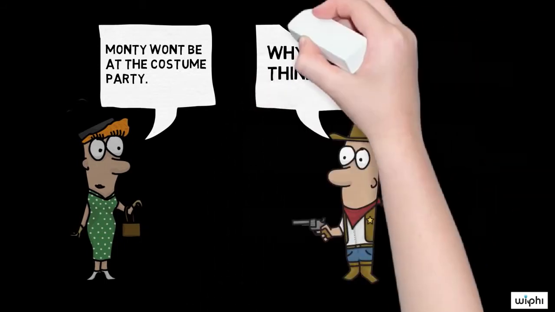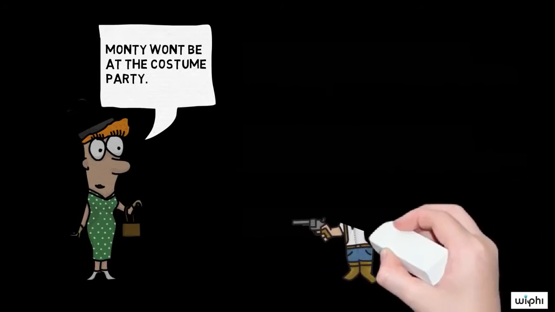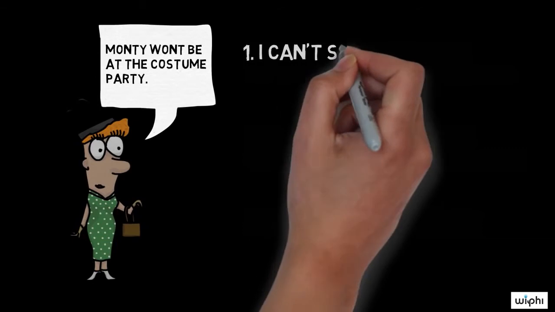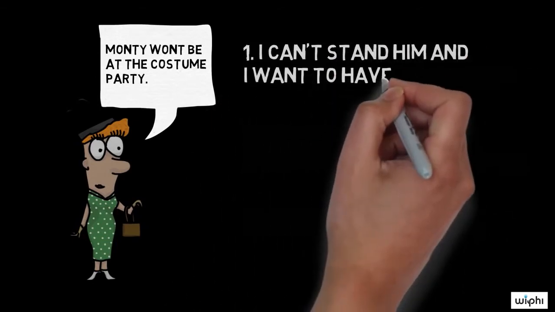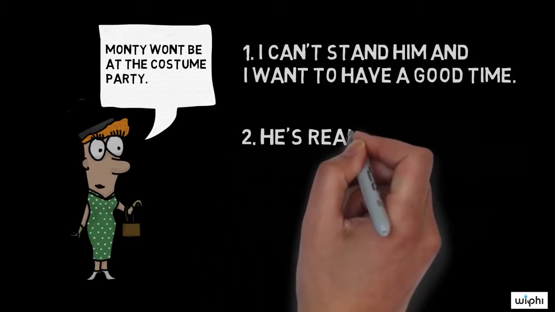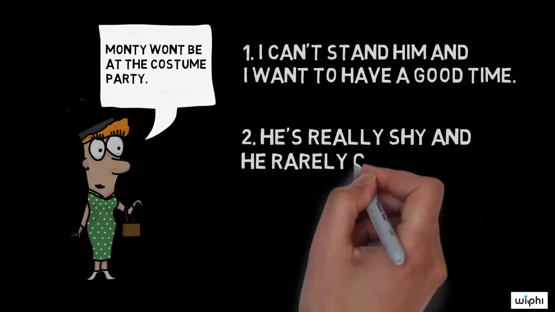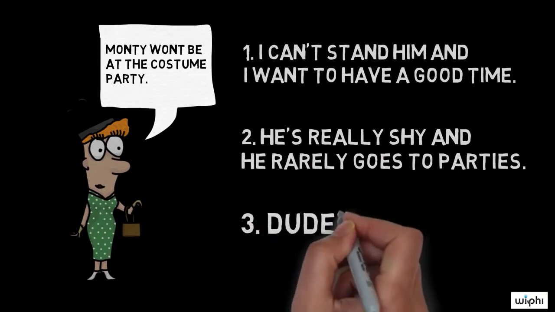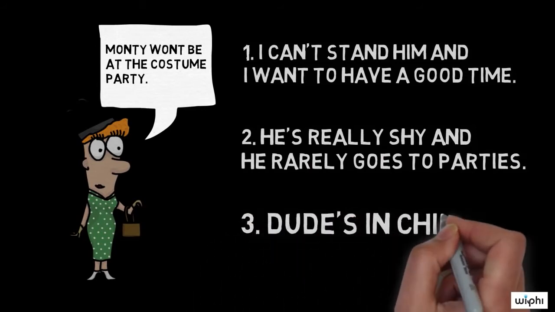And there are a lot of different things that she might say in response. We're going to talk about three possible answers she could give. First, she might say, I can't stand him and I want to have a good time. Second, she might say, well, he's really shy and he rarely goes to parties. And third, she might say, he's in Beijing and it's impossible to get here from Beijing in an afternoon.